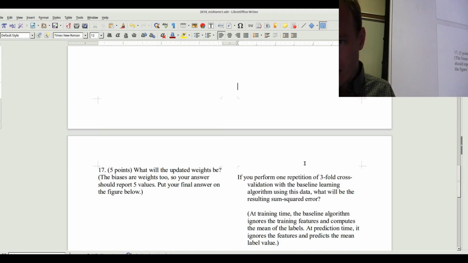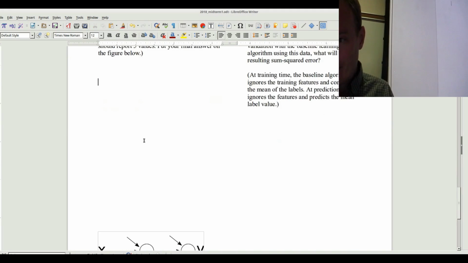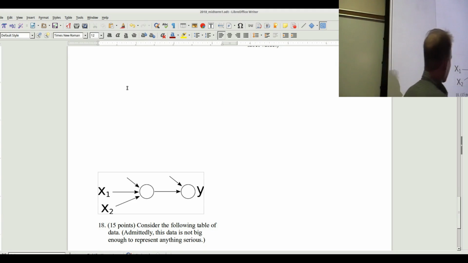Okay, so let's go do this question now. What will the updated weights be? Here's what we've got. I need some way to refer to them. I call these weights 1 and 2 and bias 1, and we'll call this weight 3 and bias 2.